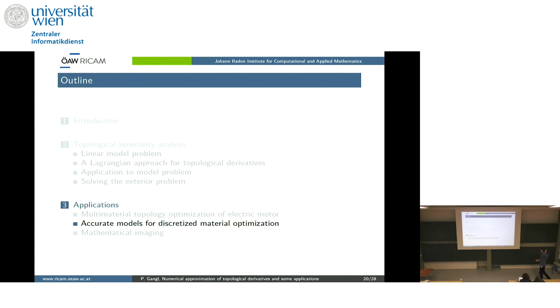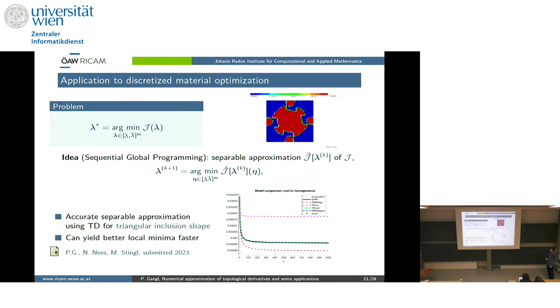I'll be rather quick on the second application. It's just an application where I want to illustrate, or where it was useful to have topological derivatives with respect to triangular inclusion shapes. So the background is a discretized material optimization problem. So imagine you're given a topology optimization problem. You discretize it by finite elements on a triangular grid. Forget about your continuous problem and just treat the discrete problem.